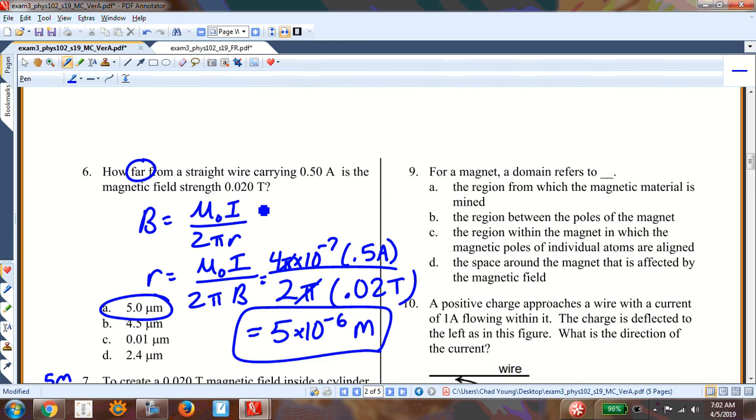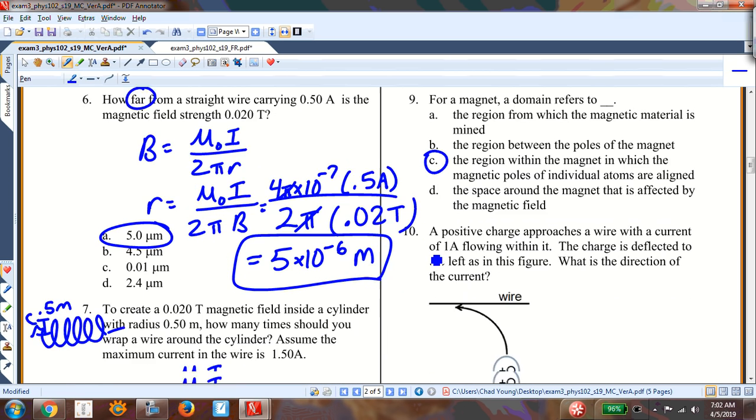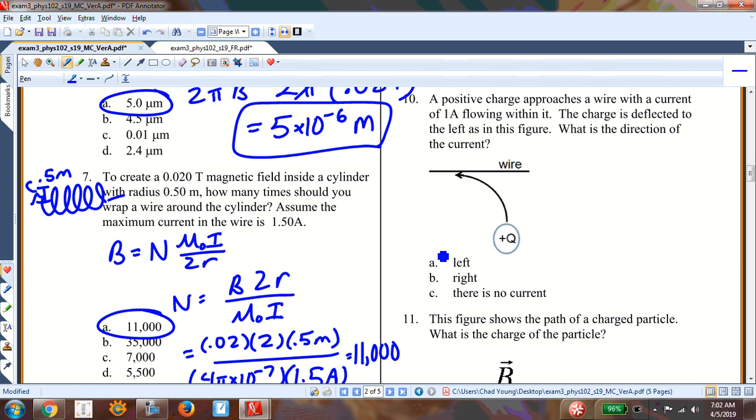For a magnet, a domain refers to the region within the magnet in which the magnetic poles of individual atoms are aligned. Here I have a positive charge approaching a wire with a current of 1 amp. It's deflected to the left. What is the direction of the current?